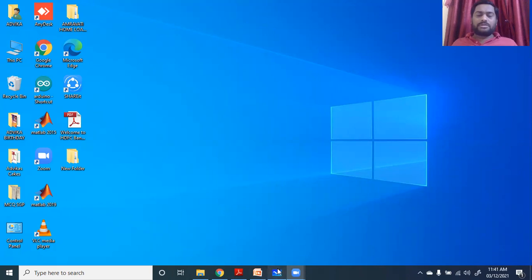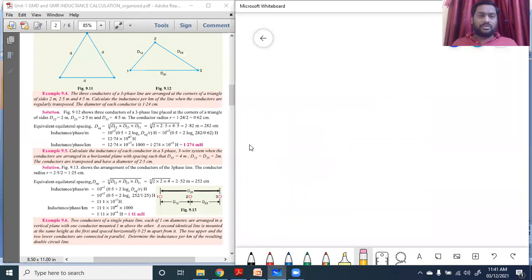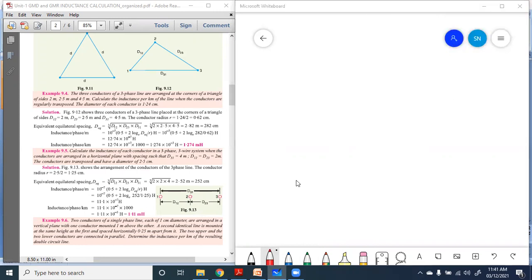Now, the first numerical in this lecture is numerical number 9.4 in the V.K. Mehta book. In this numerical, the three conductors of a three-phase line are arranged at the corners of a triangle of sides 2 meter, 2.5 meter, and 4.5 meter. Calculate the inductance per kilometer of the line when the conductors are regularly transposed.